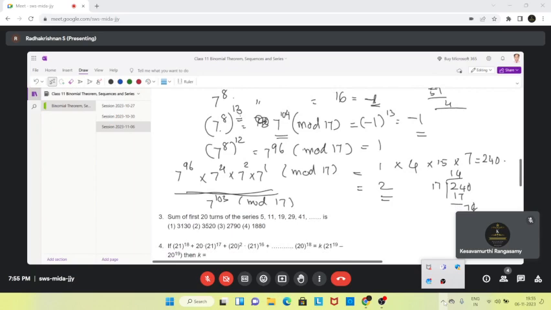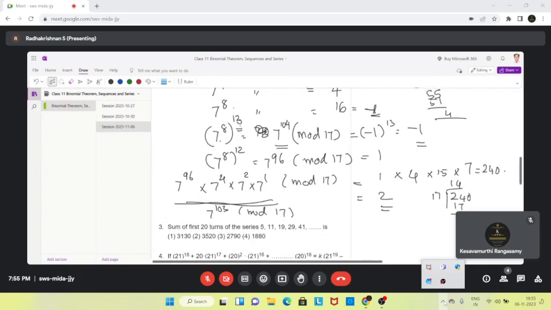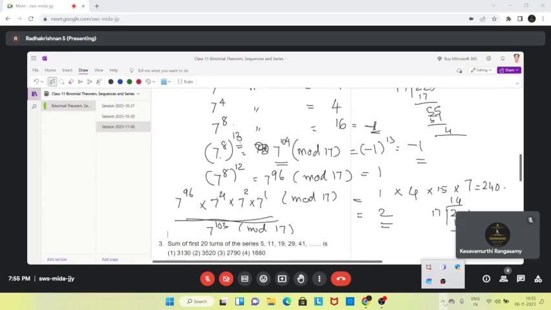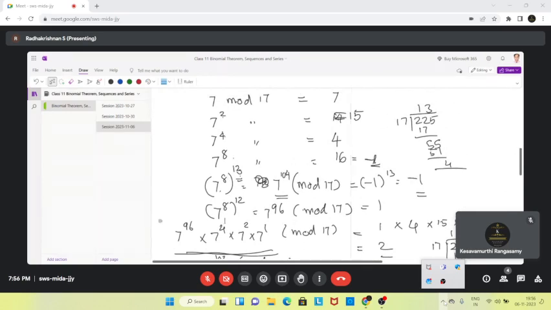One minute. Something wrong here. Let me check. 7 power 8 is 16. 7 power 104 is -1. 96. I'm getting a wrong answer.